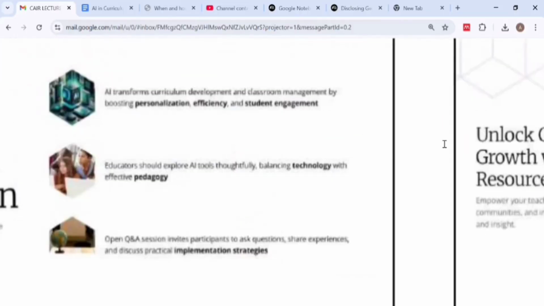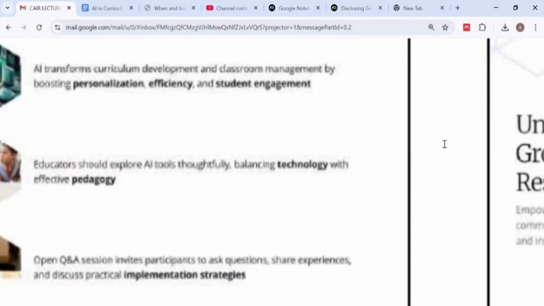Unlocking AI impact in education. AI transforms curriculum development and classroom management by boosting personalization, efficiency, and student engagement. Educators should explore AI tools, thoughtfully balancing technology with effective pedagogy.